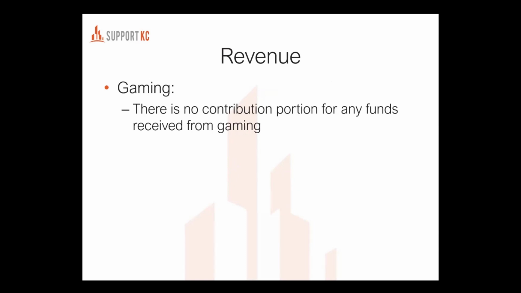For gaming, there is no contribution portion for any of the funds that you receive from the gaming. So if I buy a raffle ticket for $25, there is no contribution portion because I could win even if there's 20 other people also entering that raffle. So there is no contribution portion. And so that's why we need to make sure that that is broken out separately from other revenue and it gets put on a separate line on the 990, any gaming revenue.